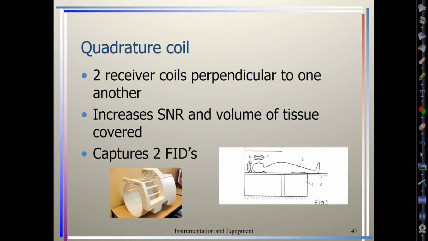We have several different types of these coils. The one for most brain scans is called a Quadrature coil. This is where we have two receiver coils perpendicular to one another. And due to its design, we actually get an increase in signal coming from that patient. And it gets its name because our signal actually increases by 40%.